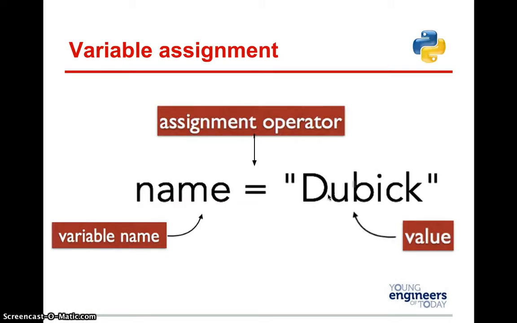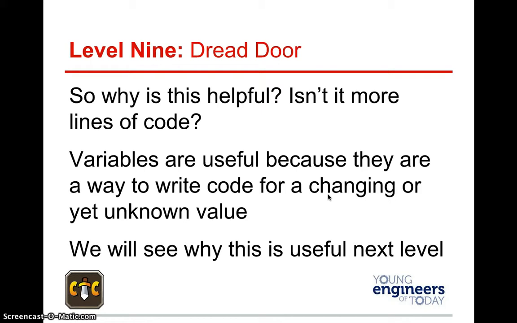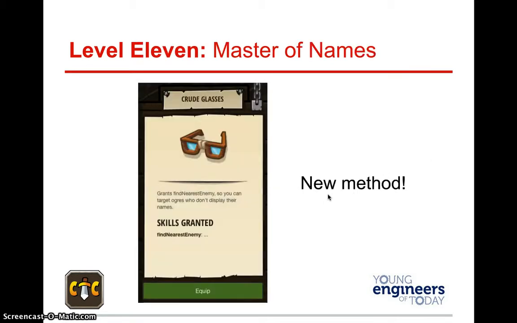Variables: name equals Dubik. So why is this helpful? Isn't it more lines of code? Variables are useful because they are a way to write code for a changing or yet unknown value. We will see why this is useful next level.